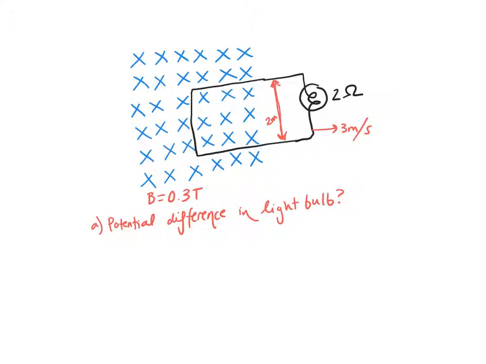So let's go through and talk about this. I'm going to show you the long way, and I'm going to show you the short memorization way. All right, the long way is this. Of course, if we want the potential difference, we're going to have to find our EMF here, which is the potential difference. It's change in flux over time.